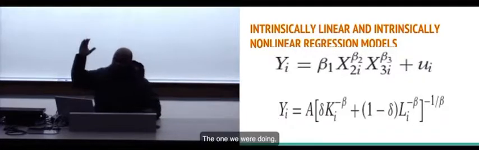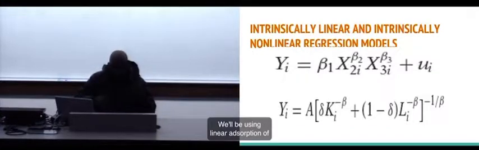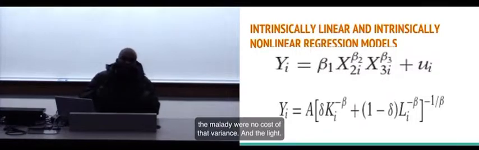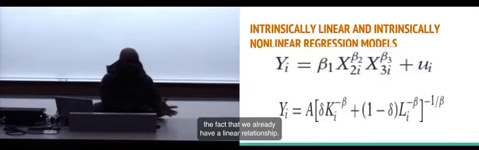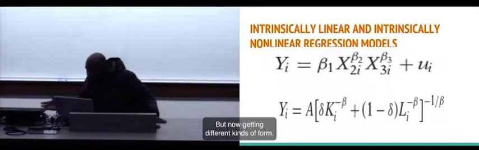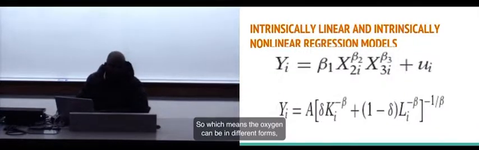The one we were working on before, we've been using linear assumptions of normality, constant variance and the like. That's actually based on the fact that we already have a linear relationship. You get what I mean? But now we get different kinds of form. So which means a mean function can be in different forms, except that we just need to recognize that.